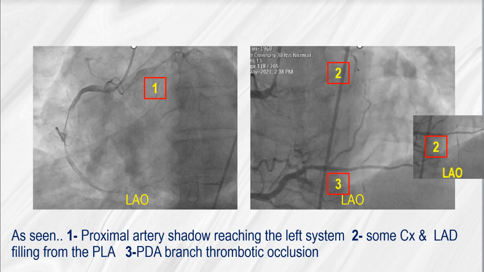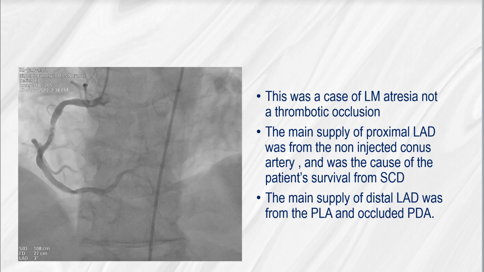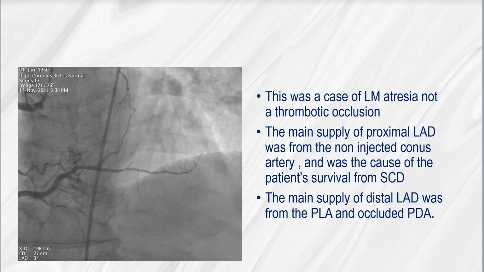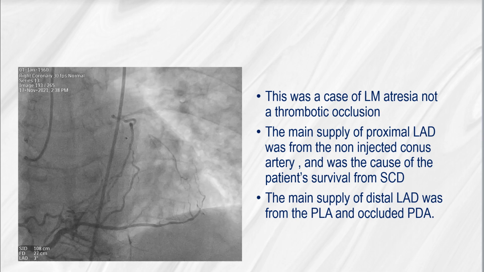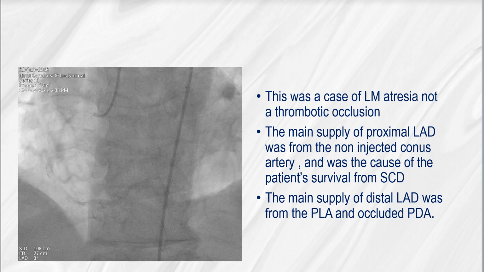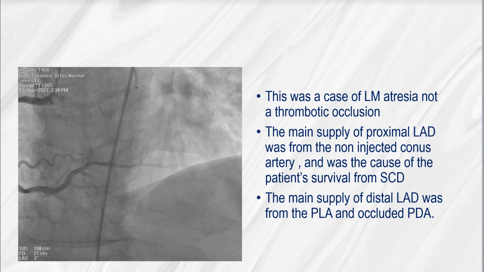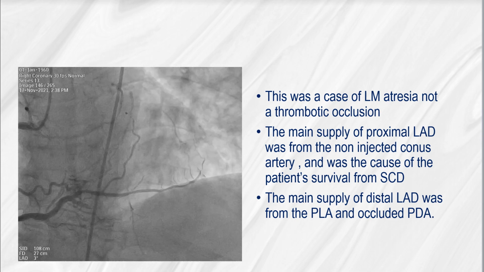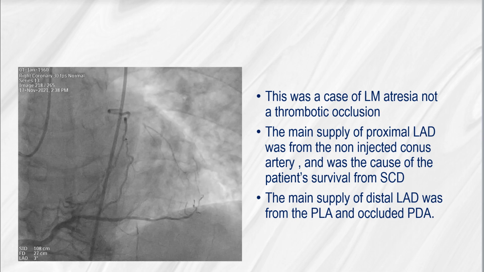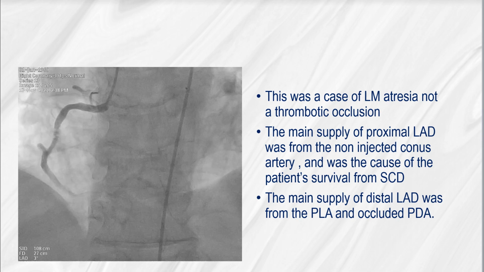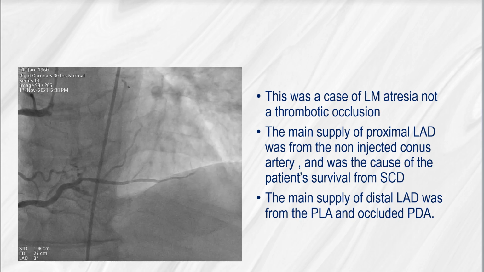As seen, there is number 1, proximal artery shadow reaching the left system. Number 2, some CX and LAD filling from the posterolateral branch. And number 3, PDA branch thrombotic occlusion. It was a case of left main atresia, not a thrombotic occlusion. The main supply of the proximal LAD was from the non-injected conus artery and was the cause of the patient's survival from the sudden cardiac death. The main supply of the distal LAD was from the posterolateral branch and occluded PDA.